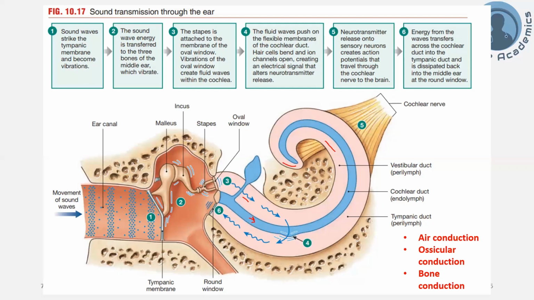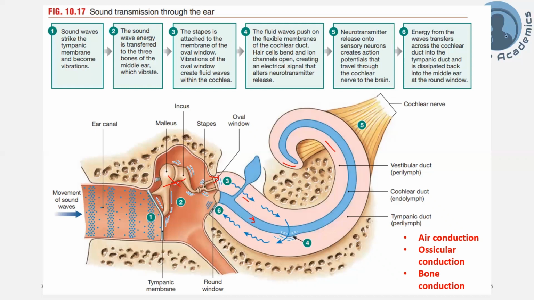Air conduction simply refers to the transmission of sound waves to the fluid of the inner ear without involving the ossicular chain. If the ossicular chain is not involved, the sound waves simply cause vibrations of the tympanic membrane, and these vibrations are then directly transmitted to the oval window. From here on, the fluid waves can push on these membranes, or they can travel all the way to the round window through these compartments, that is the vestibular duct and the tympanic duct, or they can push down on these membranes and cause the activation of the hair cells. This is known as air conduction, which does not involve the ossicular chain.